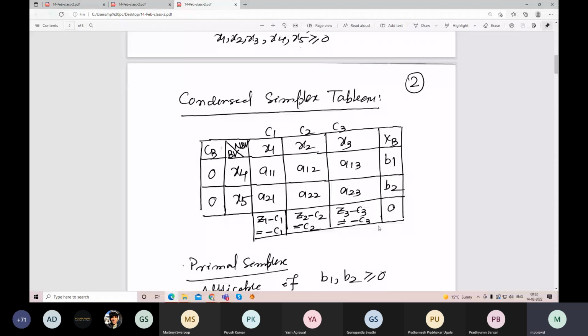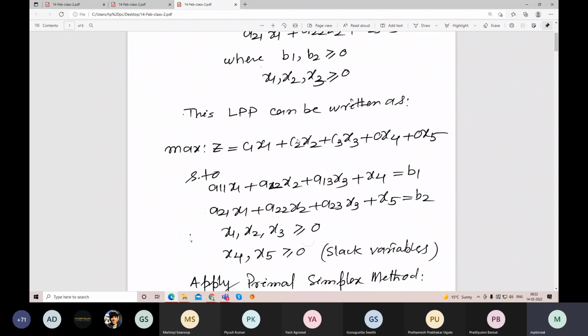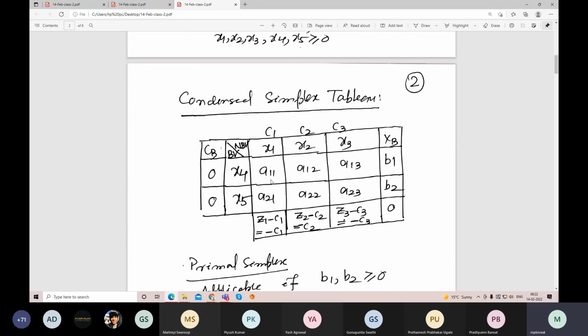So if you calculate in this manner, in the first box you can see minus C1, then minus C2, then minus C3, and this extreme box represents the value of the objective function. See here, if you say x1, x2, x3 equal to 0, then what is the z value presently? Is it 0? Yes or no? And this table, whatever we have written here, is a condensed simplex table. So it is the initial simplex table. Initial, okay. For what? For the primal simplex.